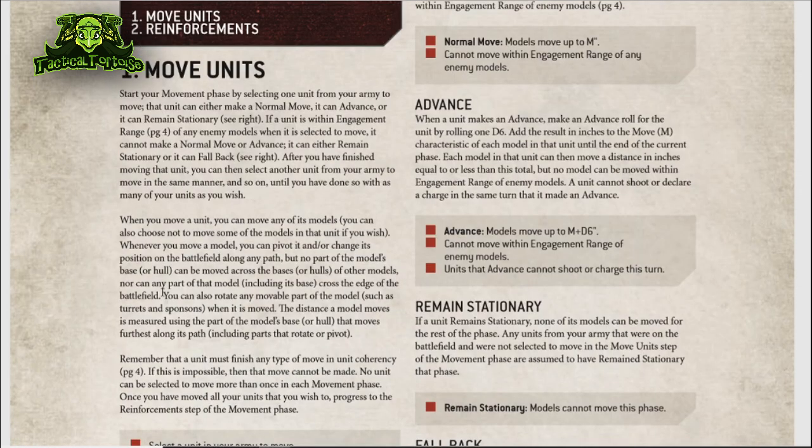Another change in the movement phase is that now when you have movable parts of a model, such as turrets and sponsons, those can be adjusted when the model moves, but not at any other time. So that cleans up the rules a little bit to allow you to measure to those sponsons, and now you can't just move those willy-nilly during the shooting phase to get the best measurement possible.